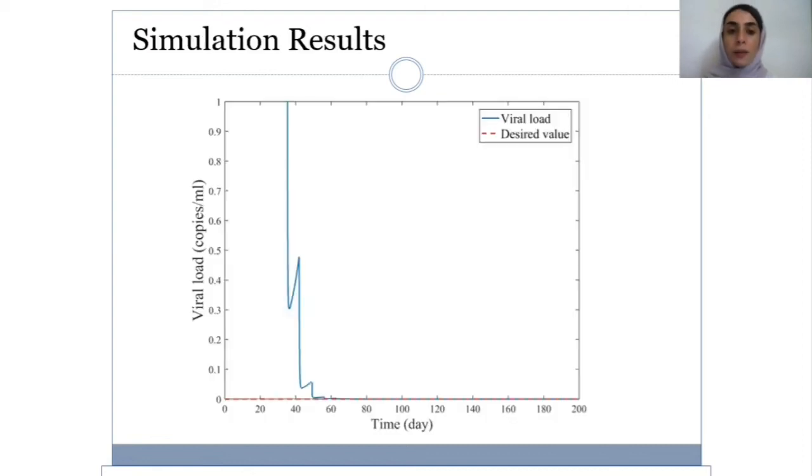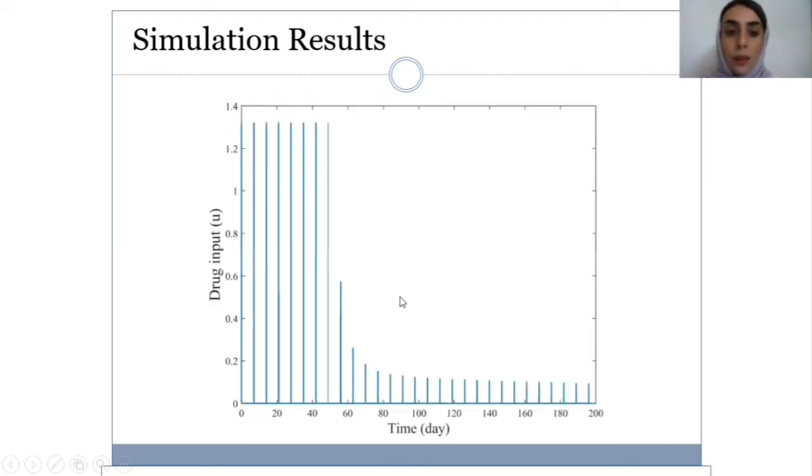By considering some values for the model parameters and also controller and observer design parameters, the simulation has been carried out, and the results are shown here. This figure shows the time variations of the viral load, and as it's clear, the viral load decreased to its desired value, or to the cure boundary, and the controller objective has been achieved.